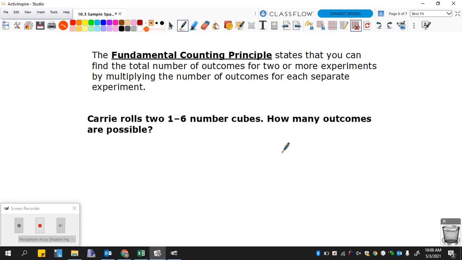So hopefully you guys have figured out what the little pattern is, okay? This is called the fundamental counting principle. It says that you can find the total number of outcomes for 2 or more experiments by multiplying the number of outcomes for each separate experiment.